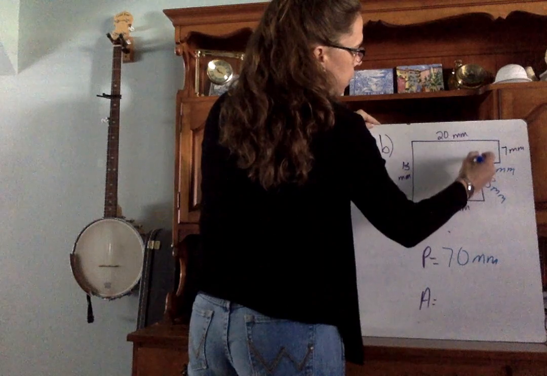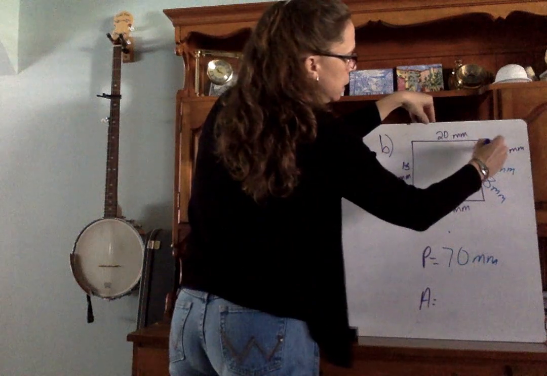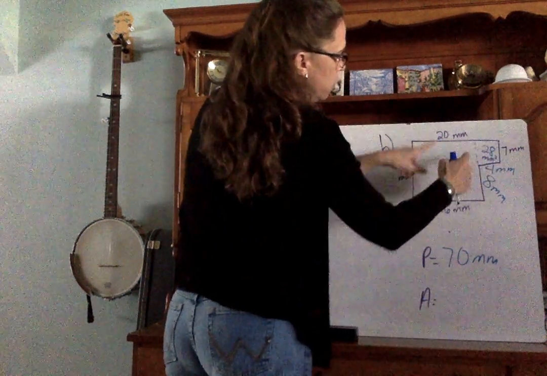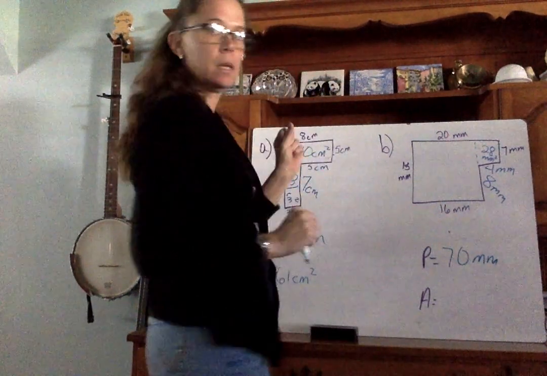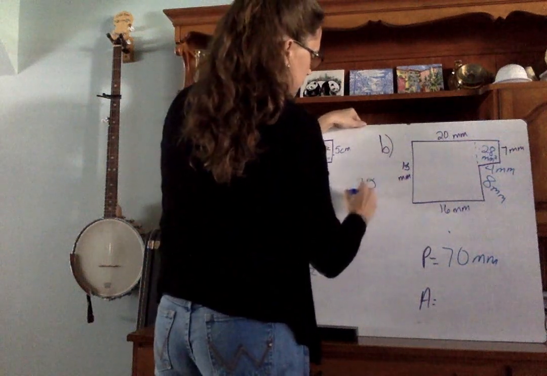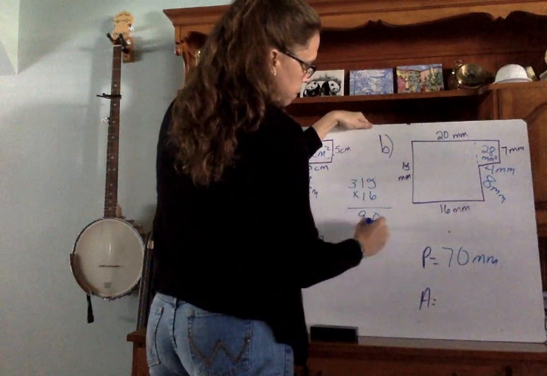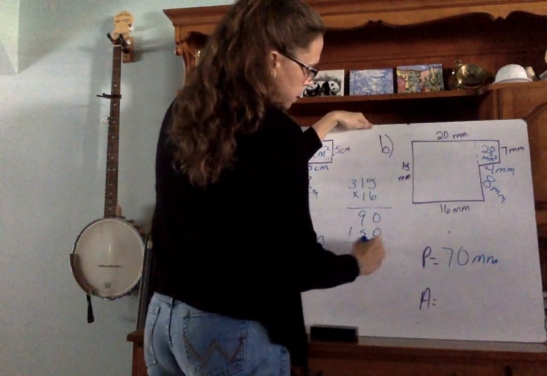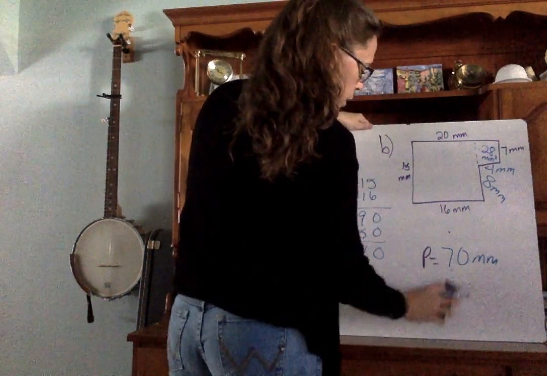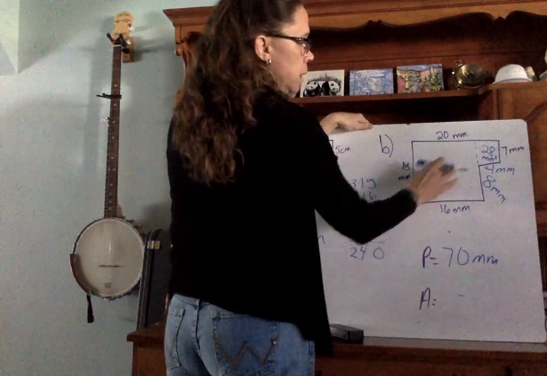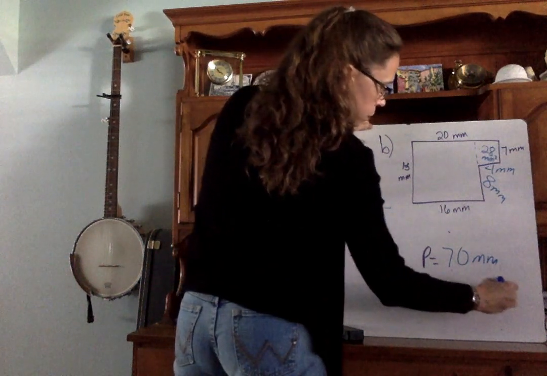Okay, now for area. So I separated it here first. In this little section I would use 4 times 7, which is 28 millimeters squared. For this bigger section here, I would use 15 times 16, right? 15 times 16, whew. 6 times 5 is 30, that's 9, 1 times 5, 0, 4, 2. So we would have 240 just for this section, right? And we add it to 28, that gives me 268 millimeters squared.